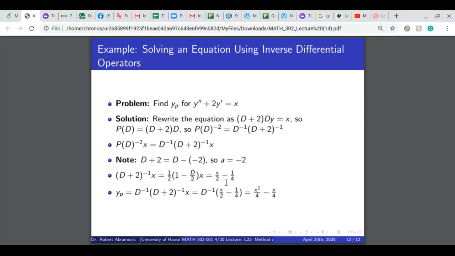You differentiate this twice. And if we differentiate this function twice, what do we get? The derivative of negative x over 4 is negative 1/4, and the derivative of negative 1/4 is 0 because negative 1/4 is a constant. The derivative of x squared over 4 is x over 2. The derivative of x over 2 is 1/2. 1/2 minus 1/2 is 0. We're left with x.